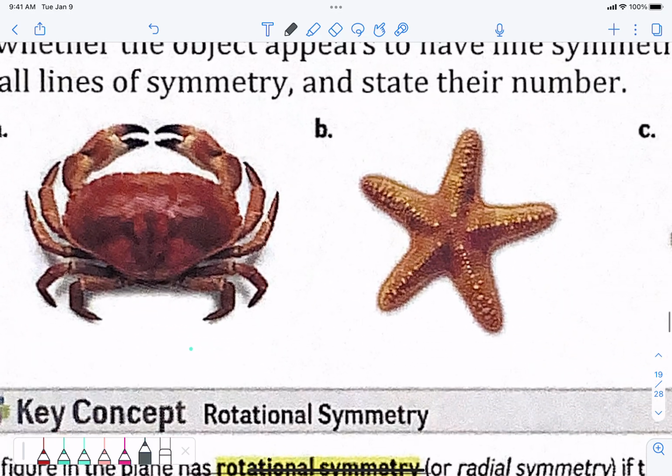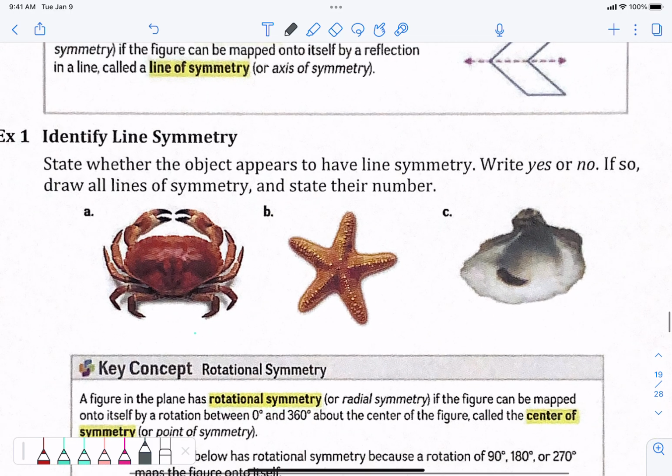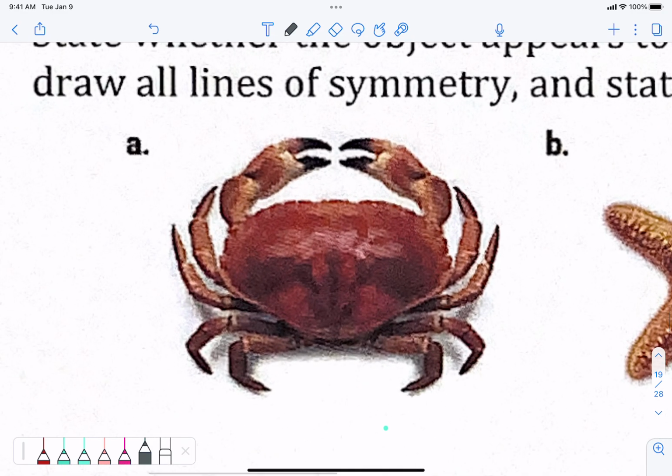Here we go. A, B, C. It says, state whether the object appears to have line symmetry, yes or no. And if so, draw all the lines of symmetry and tell me how many there are. So A, it's been doing that all day. Now look at the snow. A, does this crab have a line of symmetry?